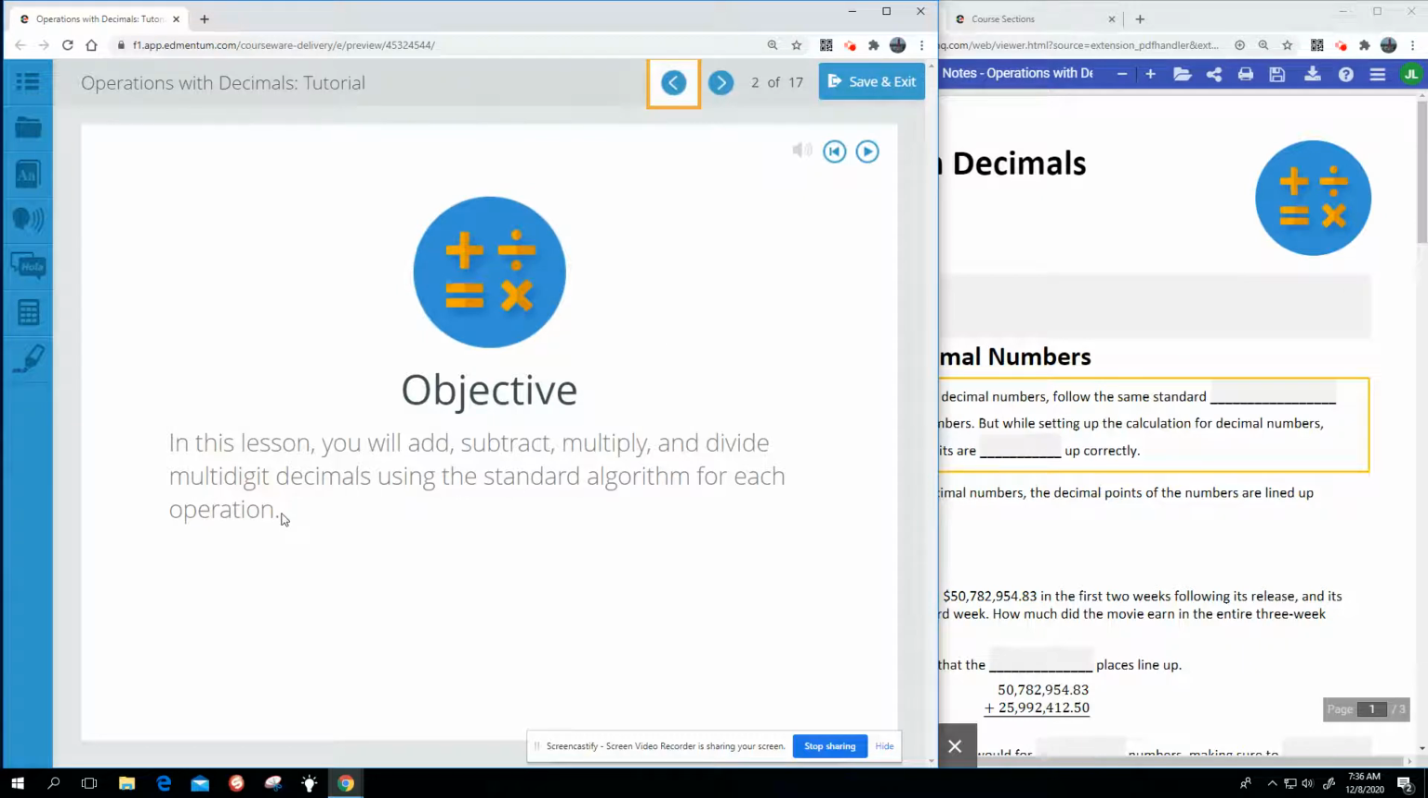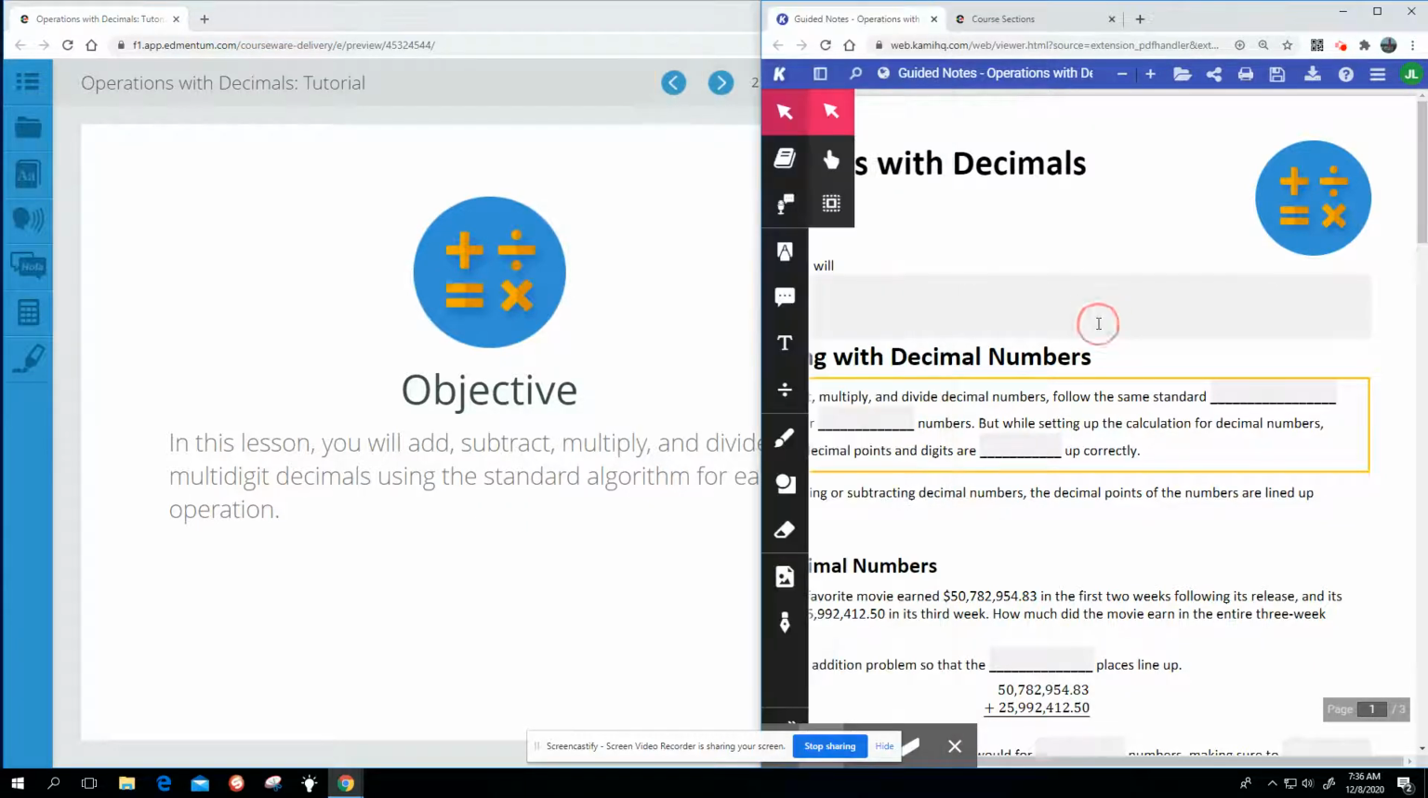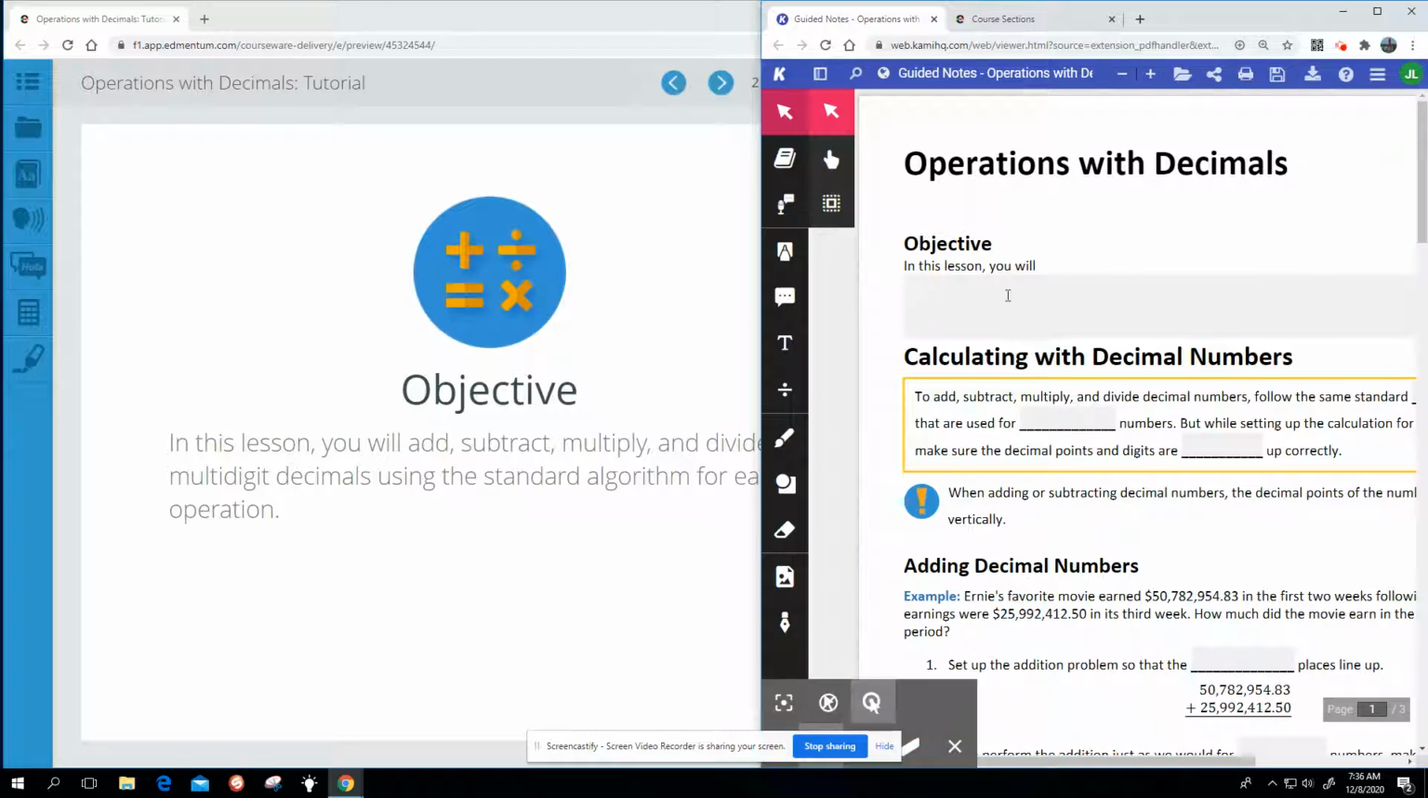So in your objective, make sure that you write down what you're going to be learning. And so you'll be putting that right in the guided notes. So what is the objective? Right now, put the objective in your guided notes, please.